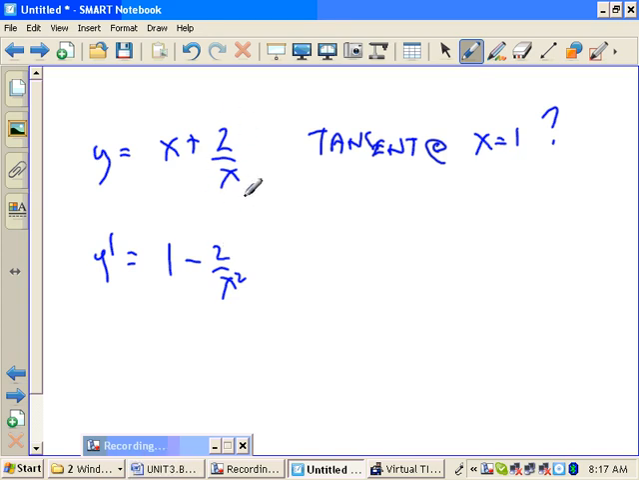Ethan? Switch it to the form 2x to the negative 1. Okay, like we did before, right? Then it's just a power rule. You don't have to do the quotient rule, right? You could have done the quotient rule. But, so let's see, we get a negative 2x to the negative 2, don't we? So it's 1 minus 2 over x squared.